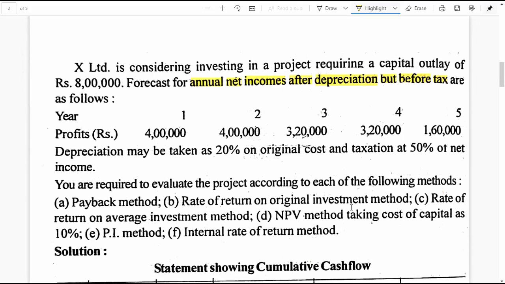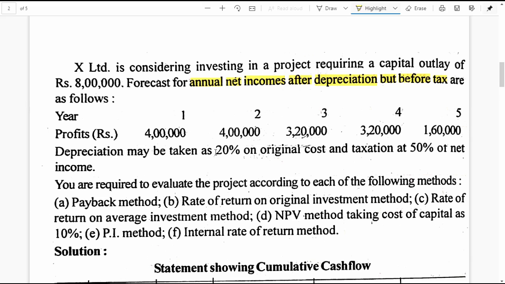Let's get into the problem. X Limited is considering investing in a project requiring a capital outlay of 8 lakh rupees. Forecast for annual net incomes after depreciation but before tax are as follows. So we are given the annual net income after depreciation but before tax for the entire life of the project. The life of the project is 5 years. So we are given the profits after depreciation but before tax for all these 5 years.